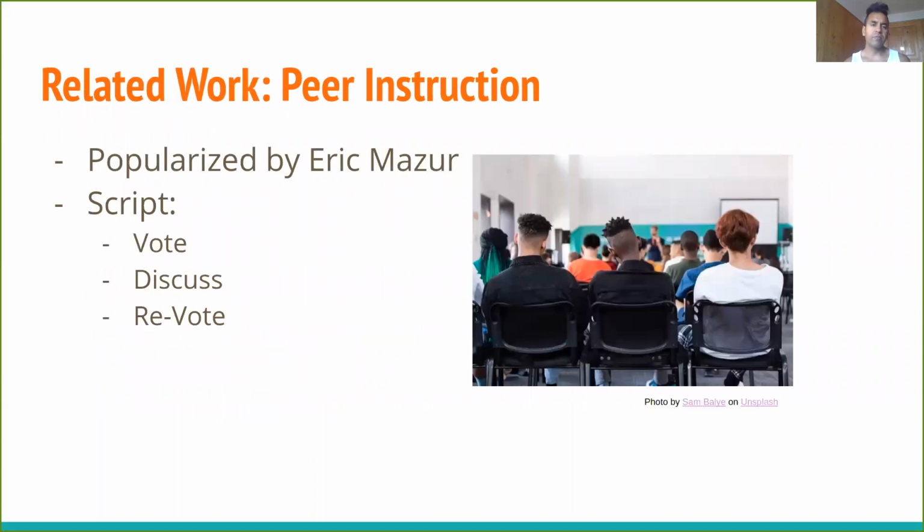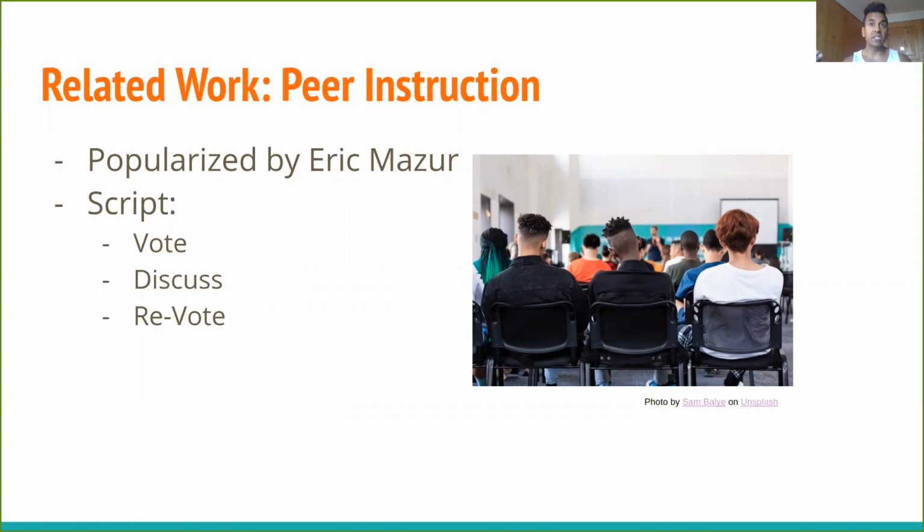For those who may know peer instruction, popularized by Eric Mazur, that's where we start. The idea is it's a very popular classroom practice where I will put up a multiple choice item on the board. My students will, via some kind of app or an audience response clicker system, vote as to what they think the correct answer is. I may show the distribution, but I won't reveal the correct answer.